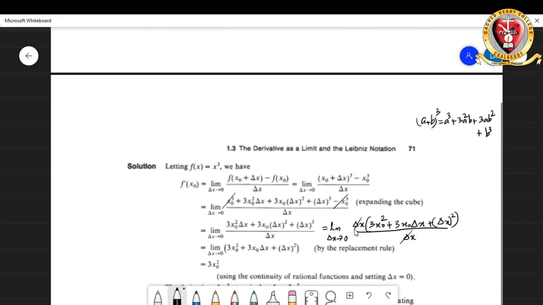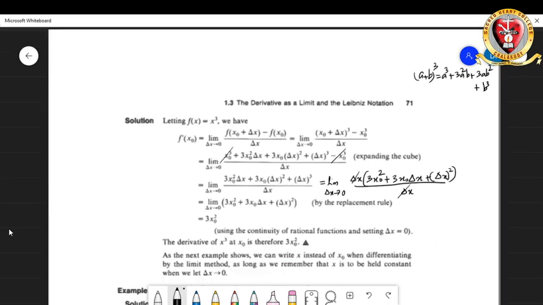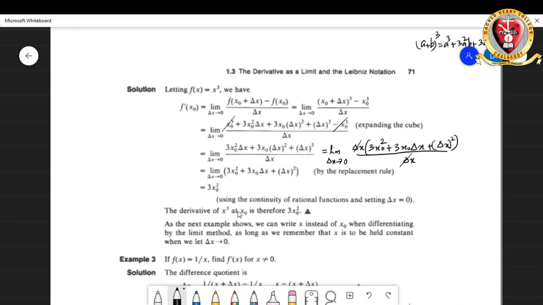So you can cancel them out to get this by the replacement rule. So you get, when delta x is tending to 0, you have this term tending to 0 and this term tending to 0, you get that is equal to 3x naught square. So what you get is the derivative of x cube at x naught is therefore 3x naught square, or we can say that f dash of x naught is equal to 3x naught square when f of x is equal to x cube. So this is what we got in this example.